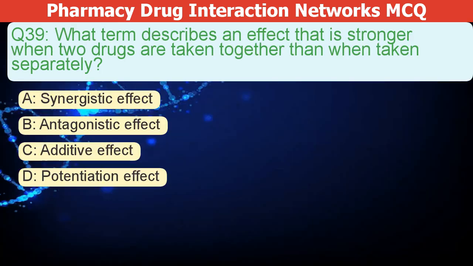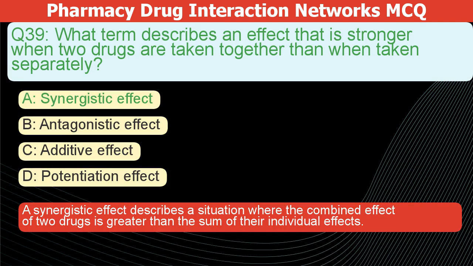What term describes an effect that's stronger when two drugs are taken together than when taken separately? A. Synergistic effect. B. Antagonistic effect. C. Additive effect. D. Potentiation effect. The correct answer is A. A synergistic effect describes a situation where the combined effect of two drugs is greater than the sum of their individual effects.